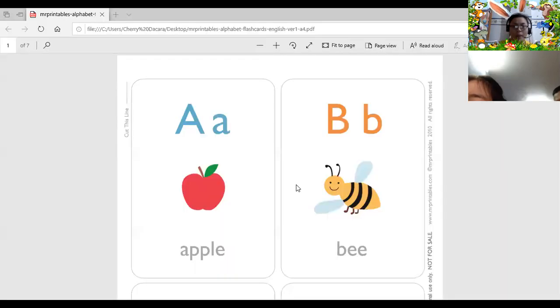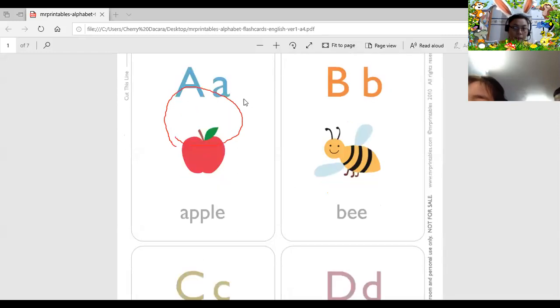Okay, Bong, let's review these letters before we end our class. Bong, what letter is this? Letter A. Very good. That is letter A. Very good, Bong. What about this one, Bong? Letter B. Very good. That is letter B.